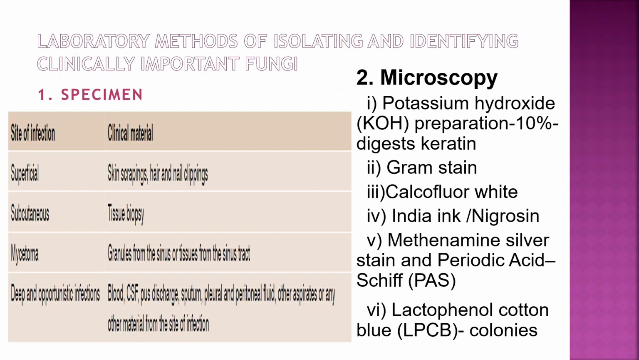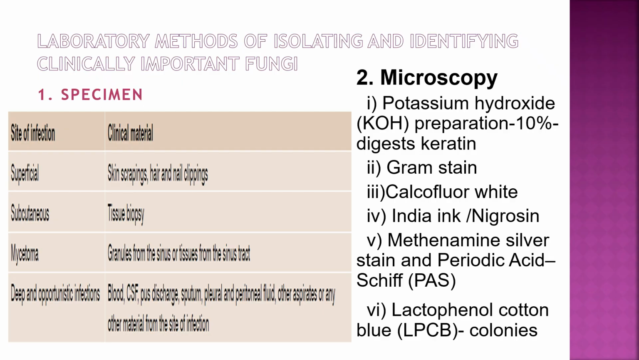First is specimen collection, according to the site. Superficial infection: skin scraping, hair pluck from the root, and nail clippings. Subcutaneous infection: tissue biopsy, mycetoma granules from the infection or sinus tract. Deep and opportunistic infection: blood, CSF, pus discharge, sputum, and other body fluids, and aspiration.